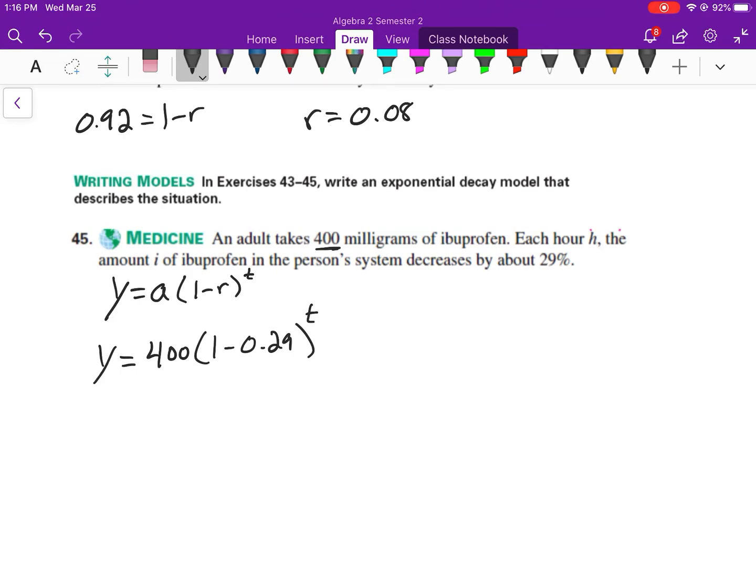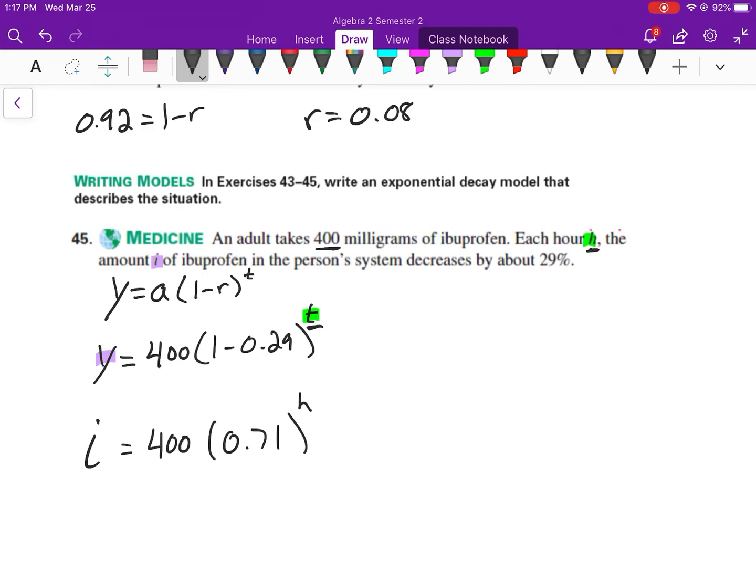Like I can say, okay, after 3 hours, how much ibuprofen is in the man's system. This is where we could take that 3, plug it into T. Now, we should simplify that 1 minus 0.29 and replace, like this H, that's our time. So we should be putting H in place of T, and we should also be replacing I in place of Y. So, final model, I is equal to 400 times that 0.71 to the H. That is our model for the situation.